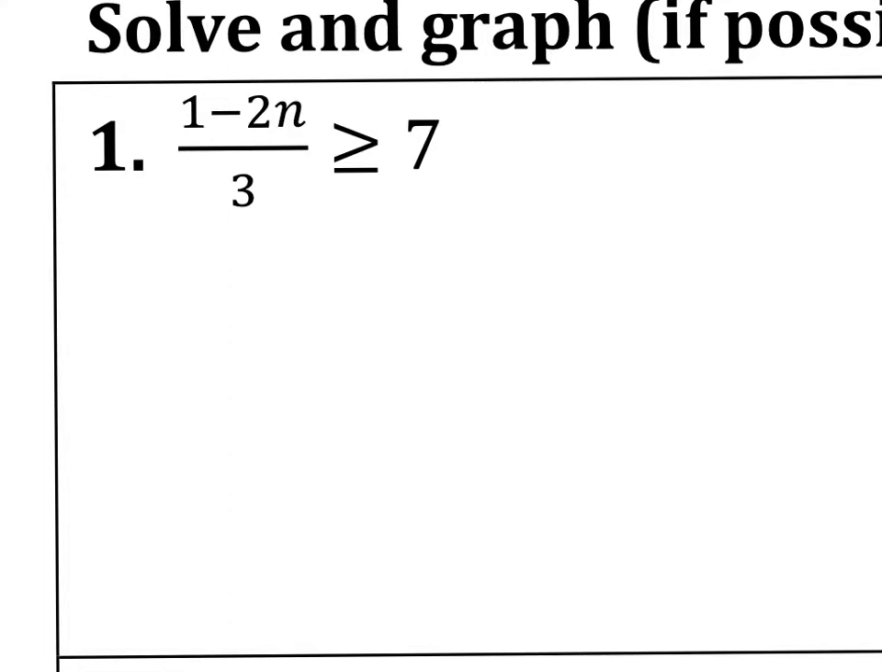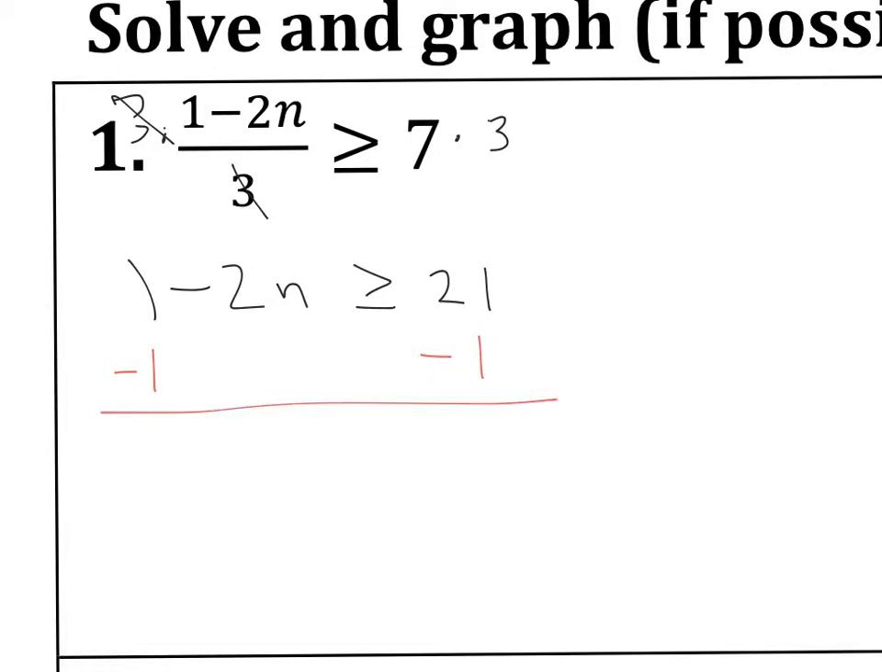Alright, here we go. Let's work through problem number 1. Right now we're looking at dividing, so we are going to take and multiply everything by 3. So then the 3's cancel out. We get 1 minus 2n greater than or equal to 21. And then we will subtract 1. Get negative 2n greater than or equal to 21 minus 1 is 20.